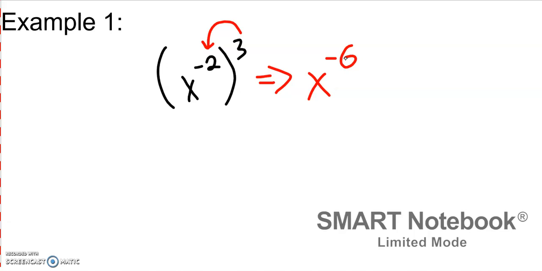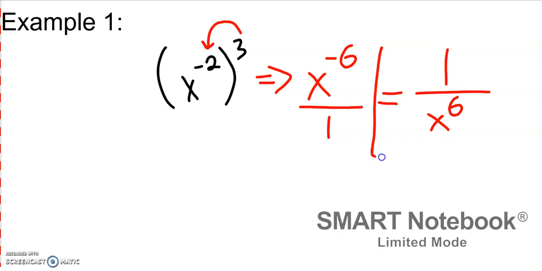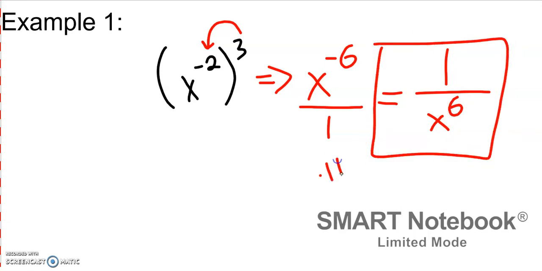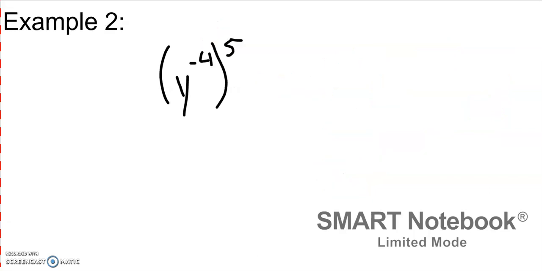Now, whenever we simplify, we don't want to have a negative exponent. So since it's currently x to the negative 6 over 1, we're going to switch its location, and it's going to turn into 1 over x to the 6th. And that's going to be our answer there. Awesome job. Let's keep it rolling.